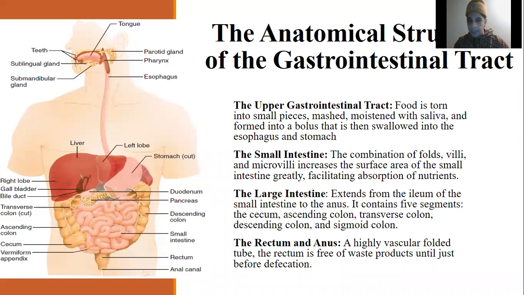The small intestine is where most of the absorption takes place. It's a combination of folds and villi that are great for facilitating absorption of nutrients. The large intestine extends from the ileum, and this is where the bile salts and the rest of the water is absorbed. Finally, we have the rectum and the anus, which is a highly vascular folded tube. The rectum is free of waste products until it's time for defecation.